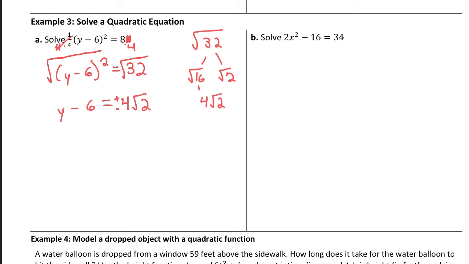Because if you think about it, square root is a number times itself equals this number. So the square root of 16 is 4 and negative 4. Because 4 times 4 is 16, negative 4 times negative 4 is 16.